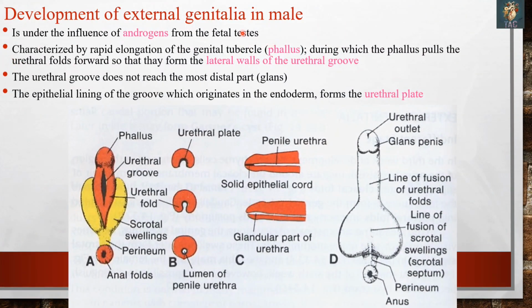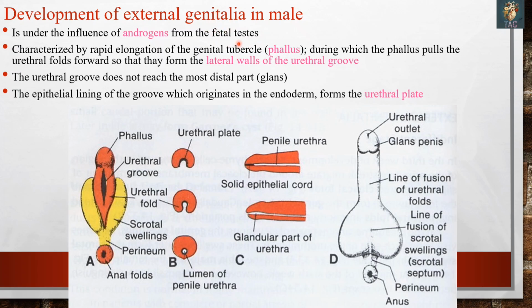The development of external genitalia in males is under the effect of the androgen which is released from the fetal testis. Again, a very important MCQ, both of these. First is that it is the effect of androgen, and second, that it is released from the fetal testis.